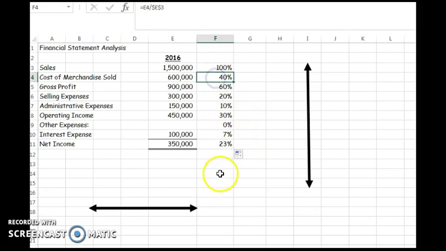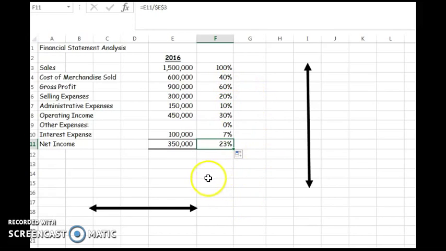So as I would expect, my cost of merchandise sold is my highest percentage. I am spending 40% of my sales on the cost of my merchandise sold. So that means that 60% is profit. Then 20% is selling expenses, 10% is administrative expenses, and that leaves operating income to be 30% of my sales. Interest expense is 7% and net income is 23% of my sales.